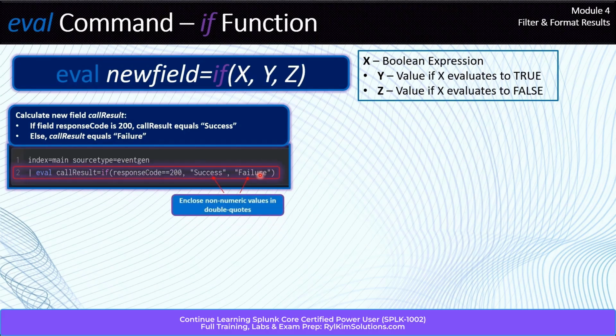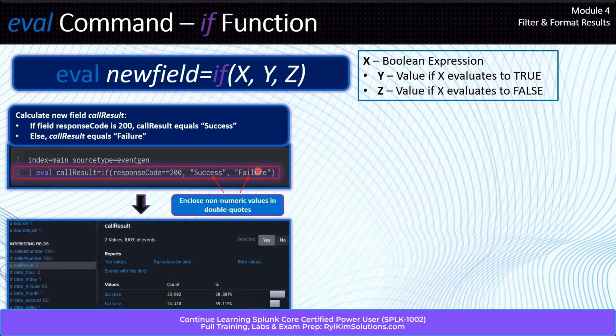Okay, and then one other thing to note here is that when you are passing the values to your new field, and they are non-numeric, then you always have to make sure that you enclose them in quotes, because if you don't do that, then it's going to be interpreted as field names and it's going to fail. So ultimately, you're going to have something like this. You see that call result is now going to be added to each event. So it definitely is going to show up on the field sidebar. And in our case, you see that successful events represent maybe 61% of events, and then failures are like 39%.